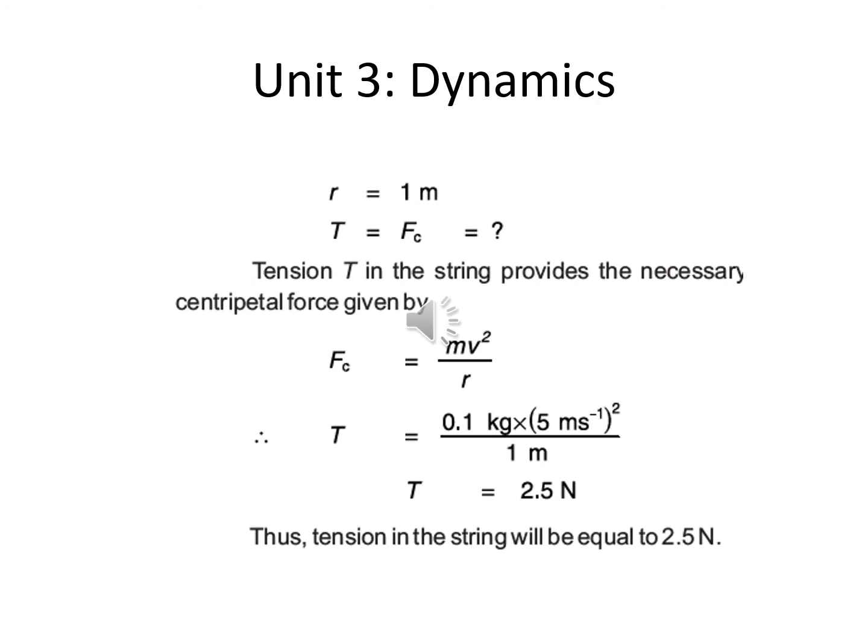As we have to find the tension, here tension is equal to centripetal force. So the formula for F_c is m v square by r. Here F_c will be equal to tension, so we write tension instead of F_c, substitute the values, and we get the value of tension, which is 2.5 newton. And as you know that the unit of tension is newton, so our answer is 2.5 newton.